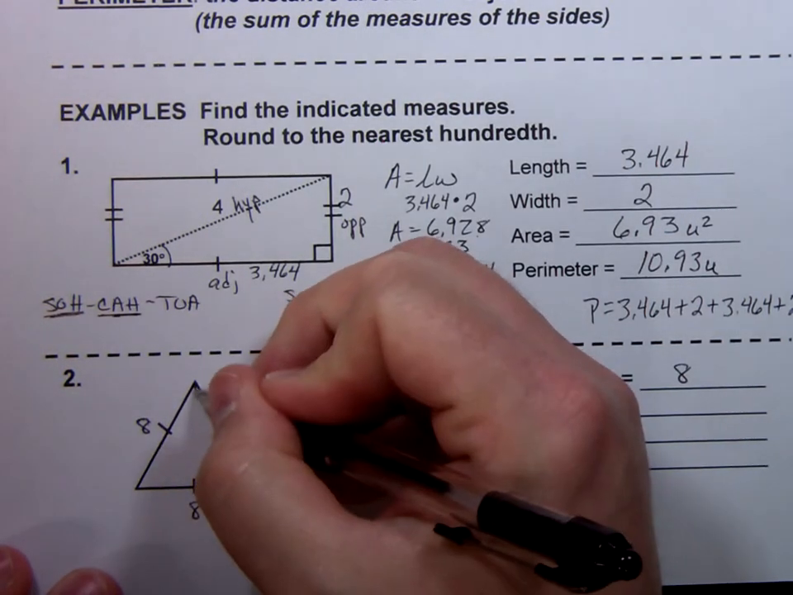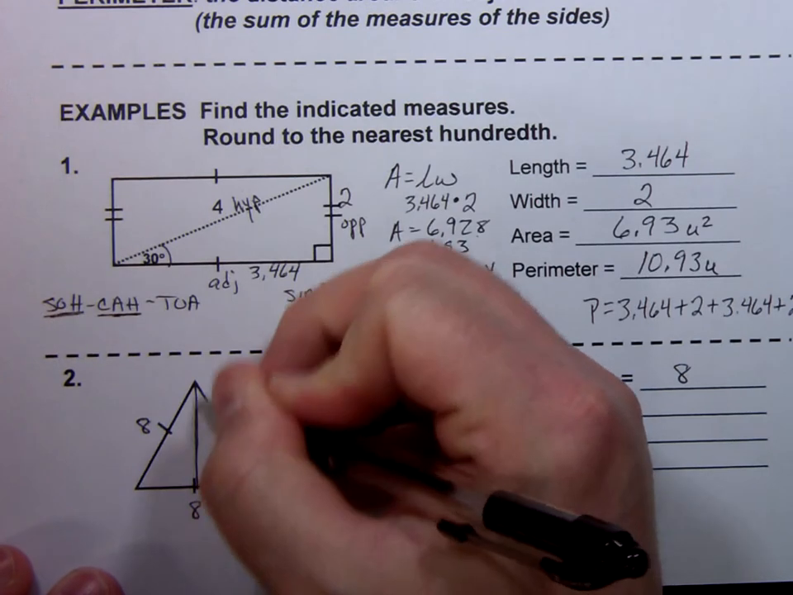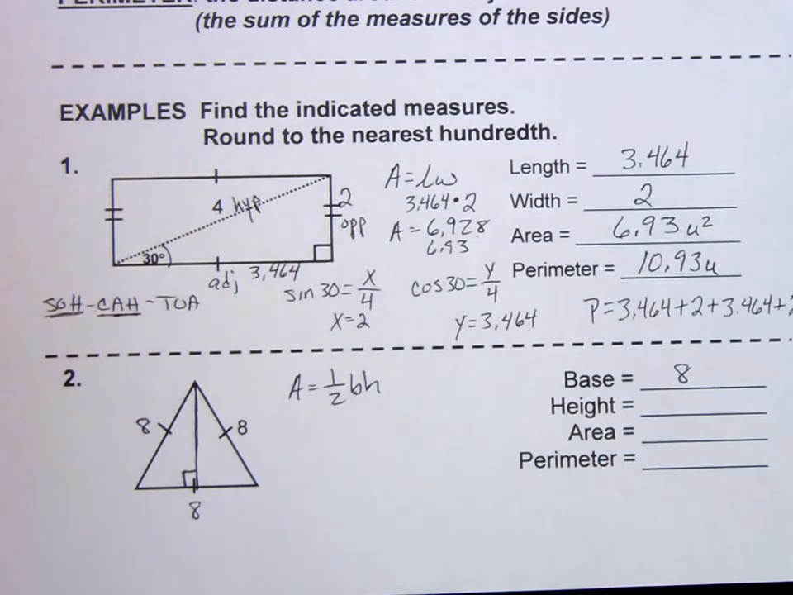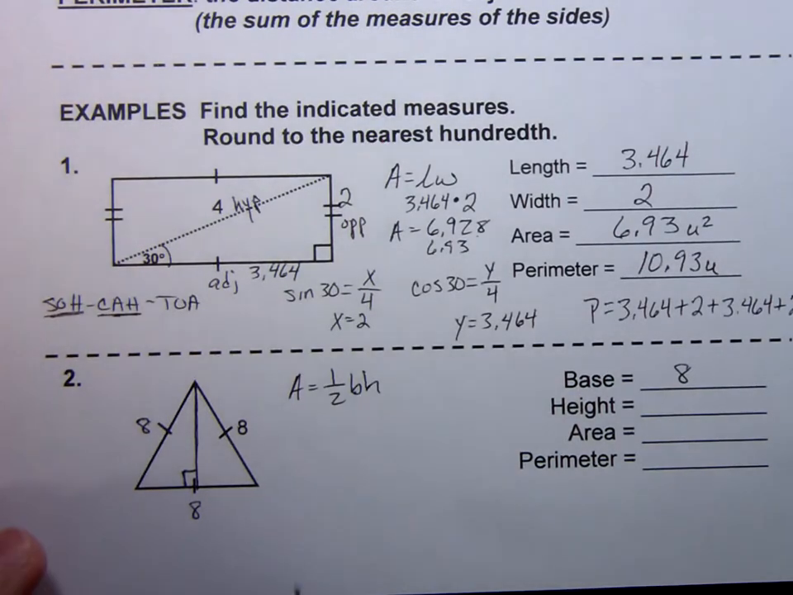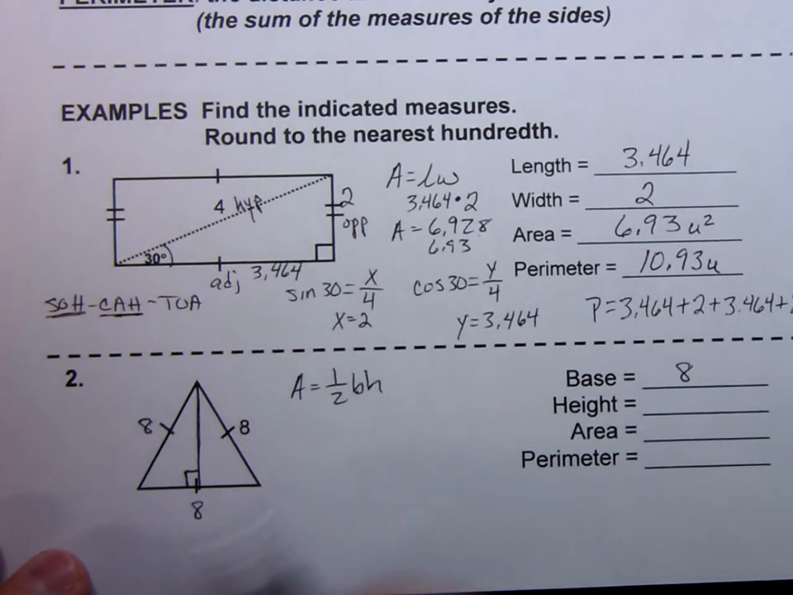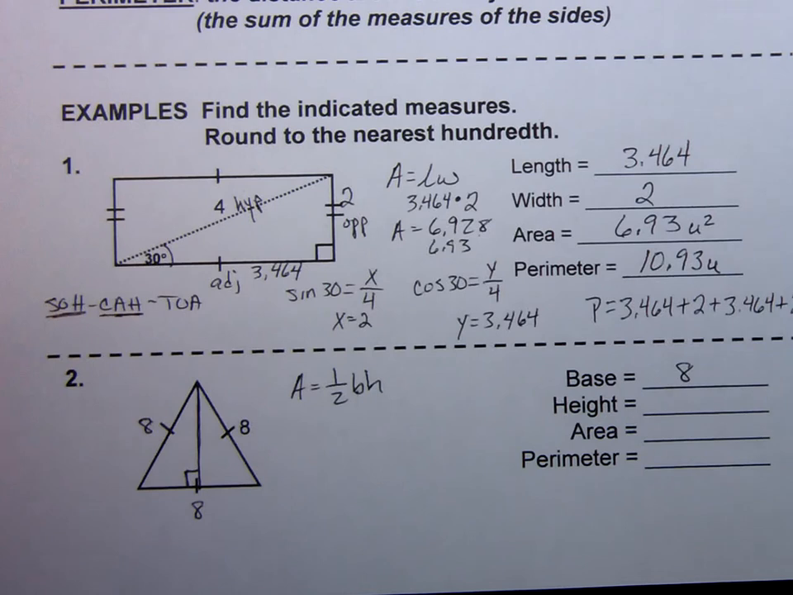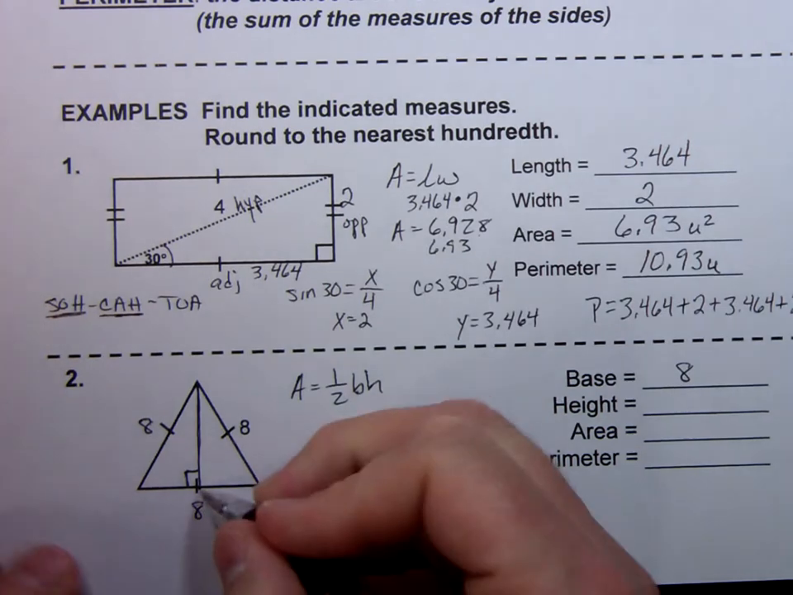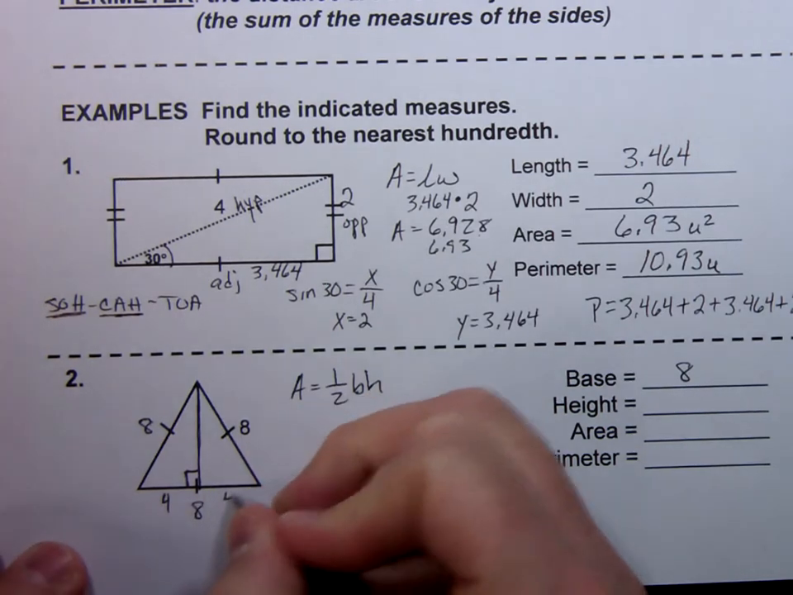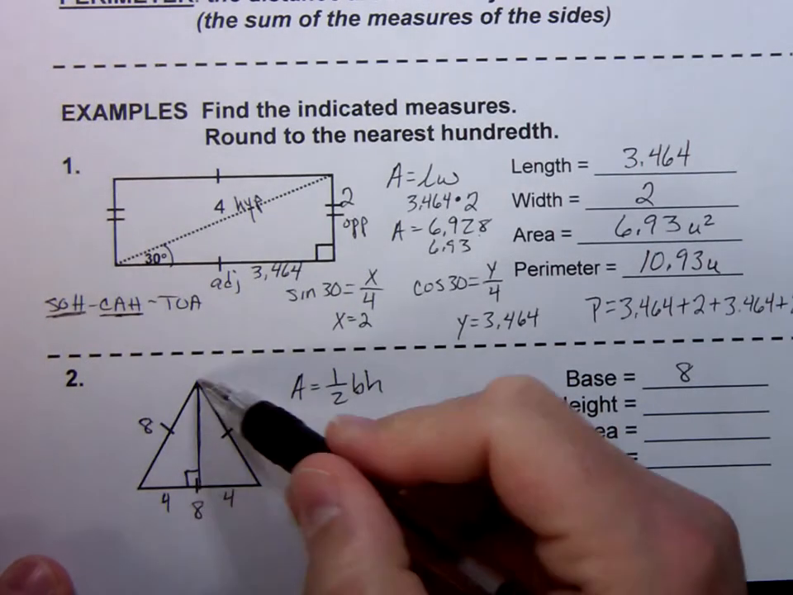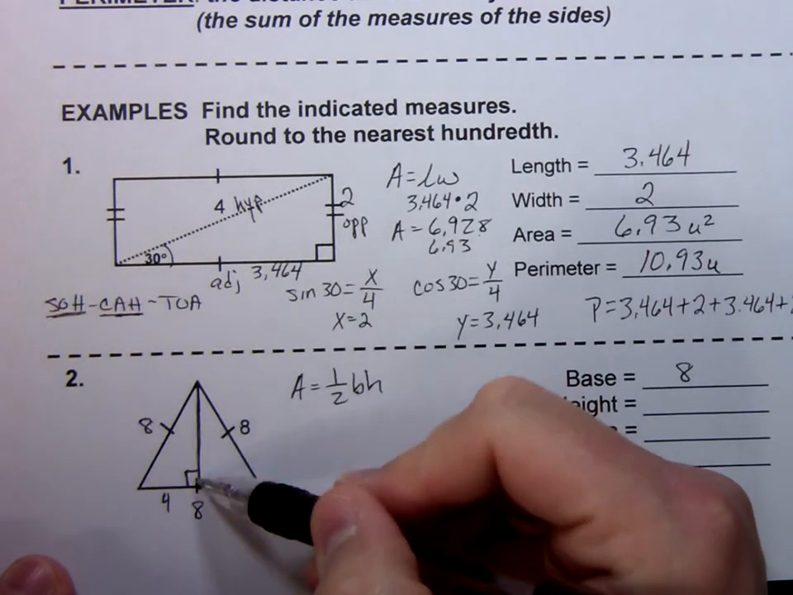The height has to be perpendicular to the base, so to create the height, I've got to draw it in there. What happens when we have an equilateral triangle and we draw a height in is it's going to split it into 2 congruent triangles. So that 8 is split up into 4 and 4. And if I want to, I could do Pythagorean theorem to find this piece right here.